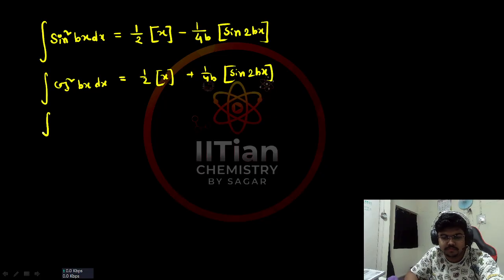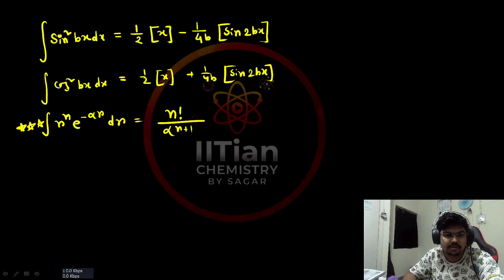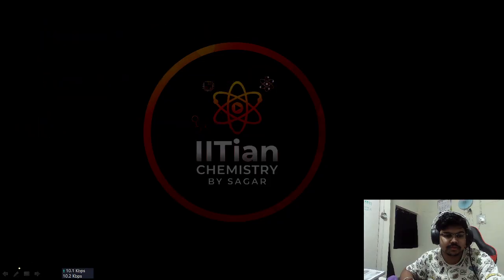Now, the integral of r to the power n e to the power minus alpha r dr. This derivation will be very much useful in quantum mechanics. The answer will be factorial n by alpha to the power n plus 1. So the integral of r to the power n e to the power minus alpha r dr equals factorial n by alpha to the power n plus 1. This is very important. So these are basically the basic formulas which we use in quantum mechanics.